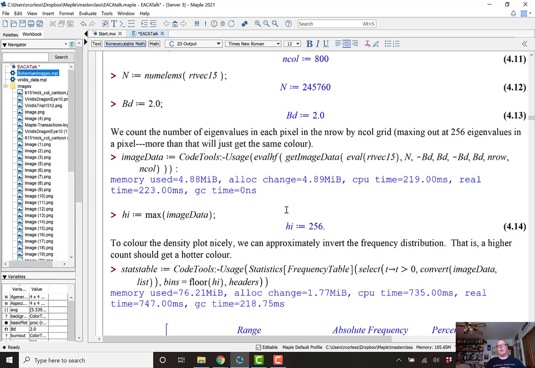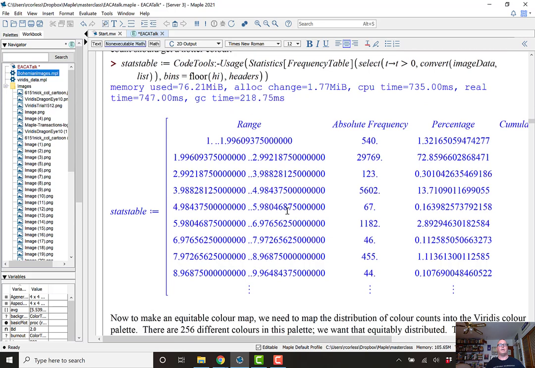I want to use a trick. I want the higher counts to get a hotter color. So I used a statistics package to count the relative frequency, and you see that the number of pixels that have only one eigenvalue in them is 540. The number of pixels that have exactly two eigenvalues in them is about 29,000. So there's a lot more of them that have two than have one. Then there's not so many that have three, but lots, 5,602 at four.